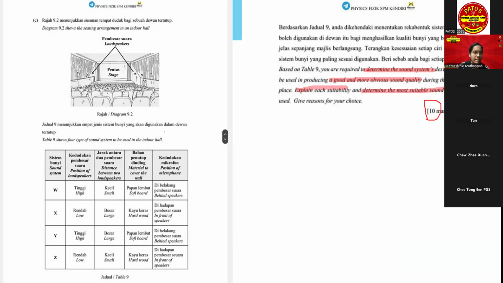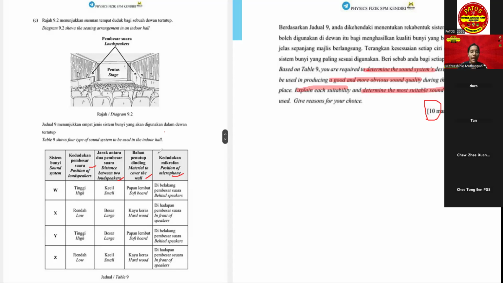So in this case, let's analyze the table first. We have already analyzed the keywords in the question. Now we are going to analyze the table, where they have given characteristic 1, 2, 3, and 4, and they have 4 types. We have position of loudspeakers, distance between two loudspeakers, material to cover the wall, and position of microphone.